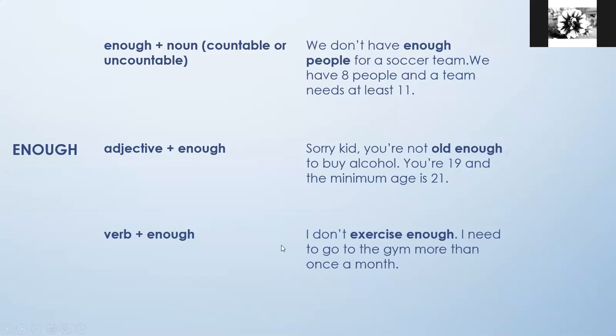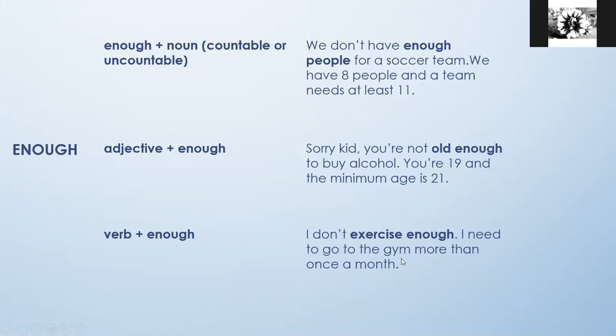And then another example is verb plus enough. I don't exercise enough. I don't eat enough. You can say that too. I don't exercise is a verb, and it can be followed by enough. I don't exercise enough, or I don't eat enough. I don't sleep enough. I need to go to the gym more than once a month.